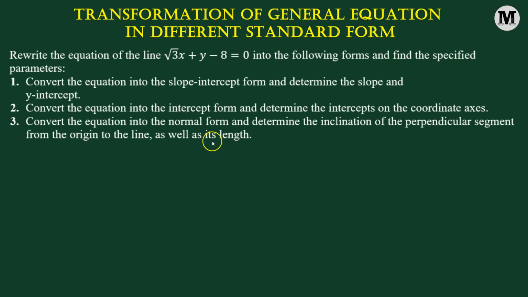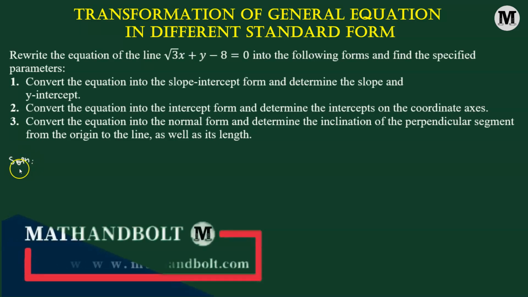Rewrite the equation of the given line, square root of 3 times x plus y minus 8 equals 0, in the following forms and find the specified parameter. So let's begin with 1. We need to convert the given equation into the slope-intercept form, and we need to determine the slope and the y-intercept. Okay, let us begin with the first part of the problem.